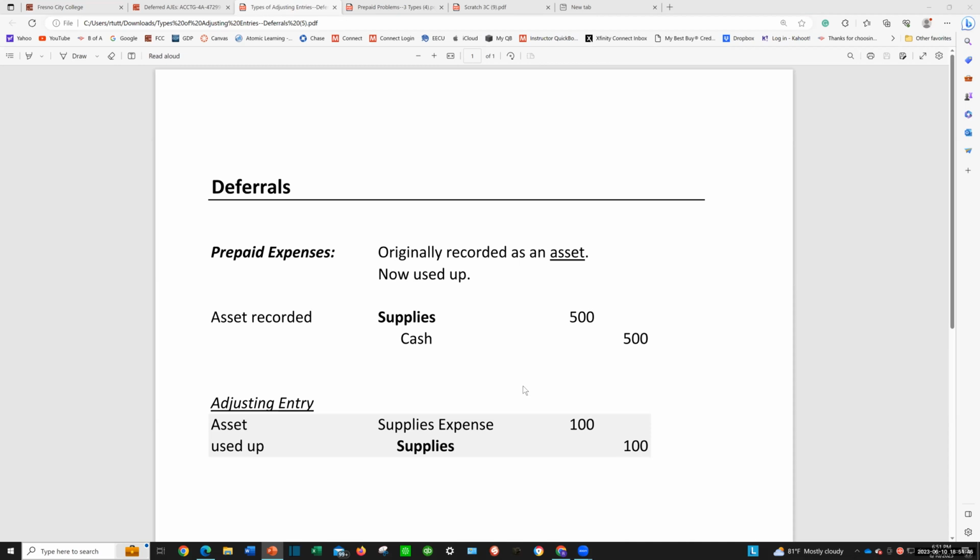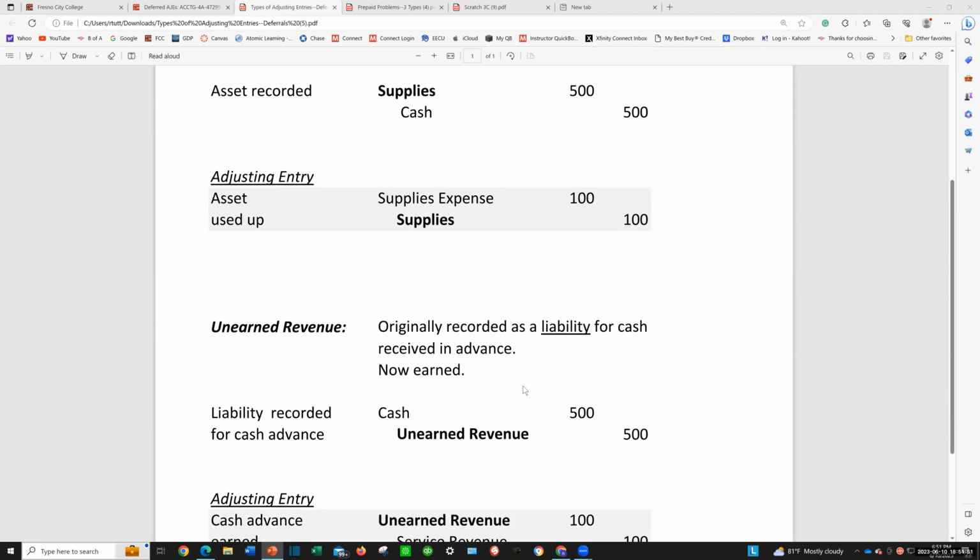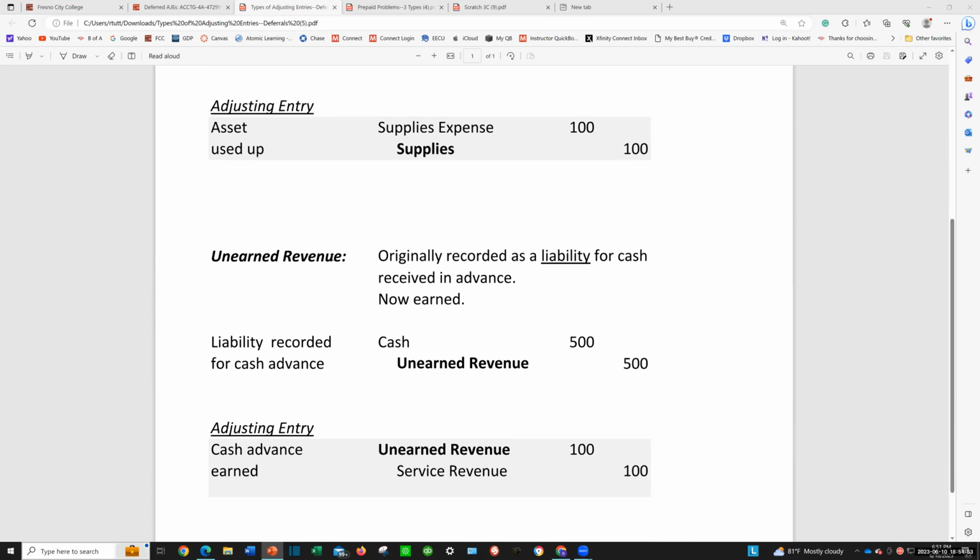Now, also in this handout, I'm not going to discuss this, but down below I also talk about the unearned revenue, and that's the other type of deferral. I'm going to be doing that in the next video or so. Okay.